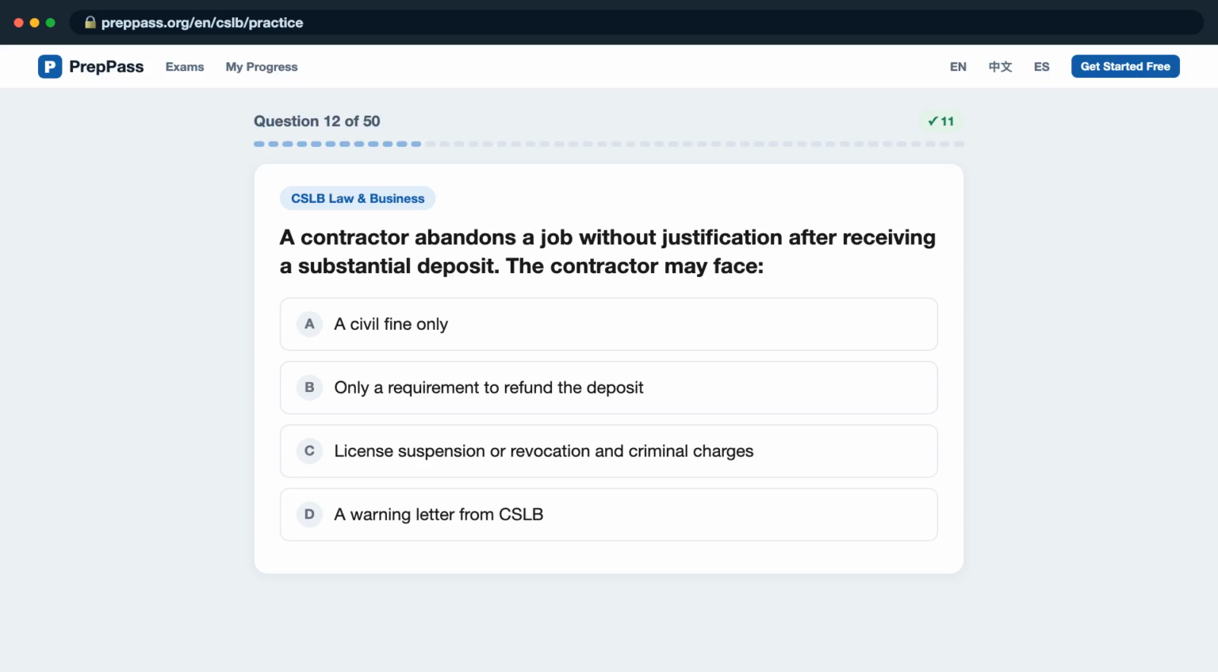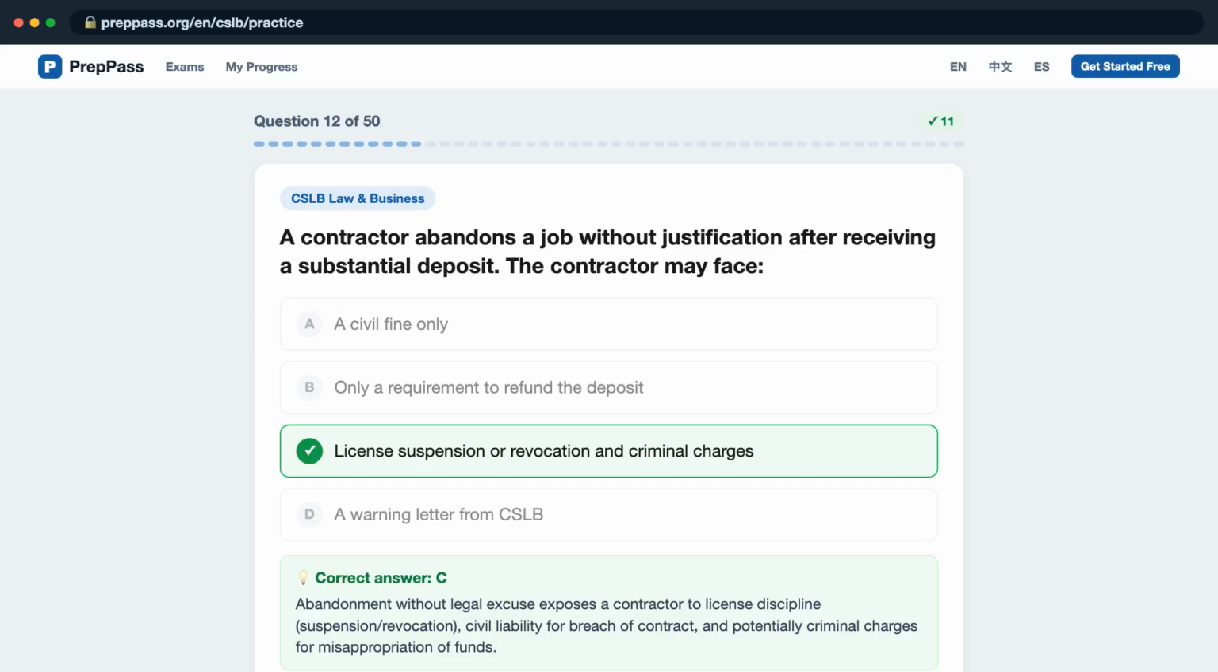Question 12. A contractor abandons a job without justification after receiving a substantial deposit. The contractor may face, is it A, civil fine only? B, only a requirement to refund the deposit? C, license suspension or revocation and criminal charges? D, a warning letter from CSLB? The correct answer is C.